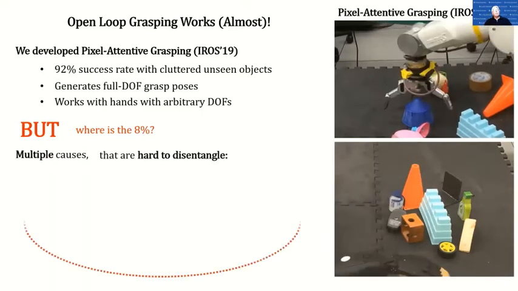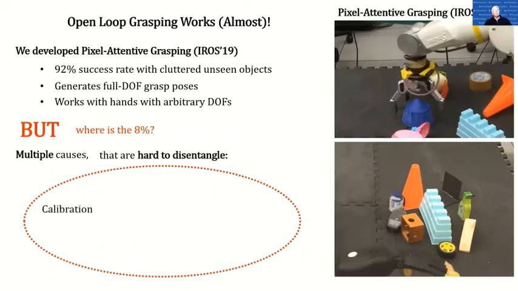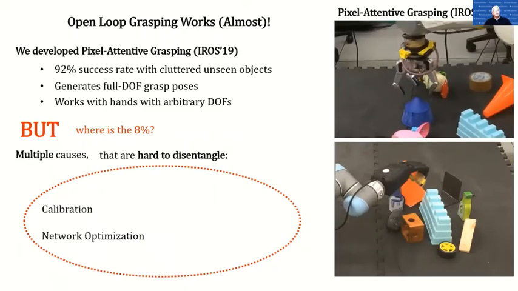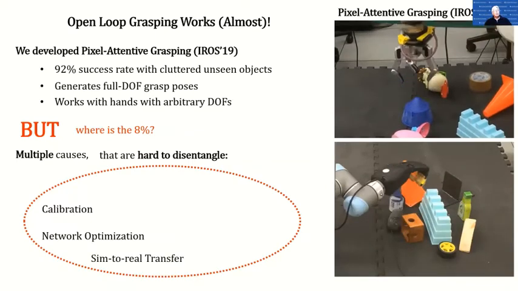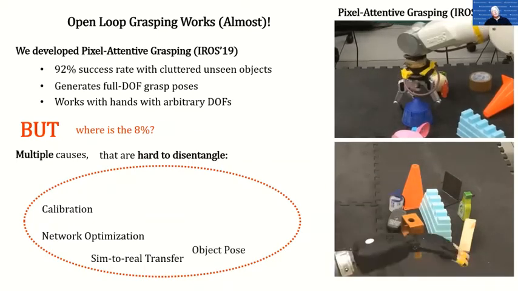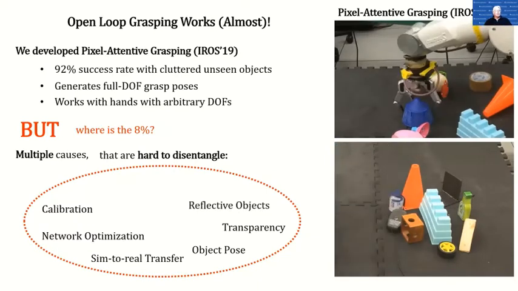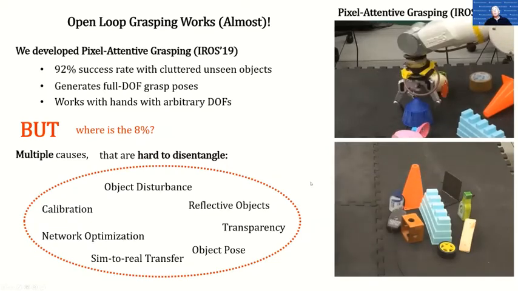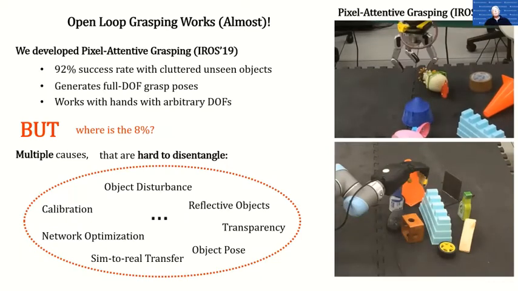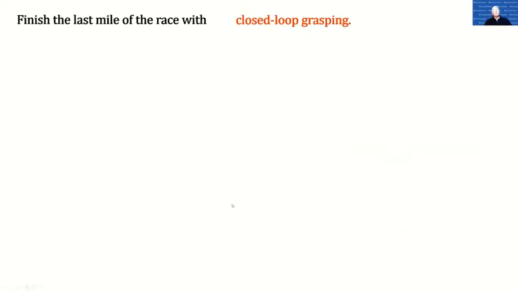So there are multiple causes of why things fail when you try to pick them up without closed loop. And calibration is number one. If you're doing a machine learning, you may have a problem with optimization, sim to real transfer, the object's pose, if it's transparent, if it's reflective, if it's disturbed. These are all issues that create problems for open loop grasping. So what we like to do is finish the last mile closed loop grasping.